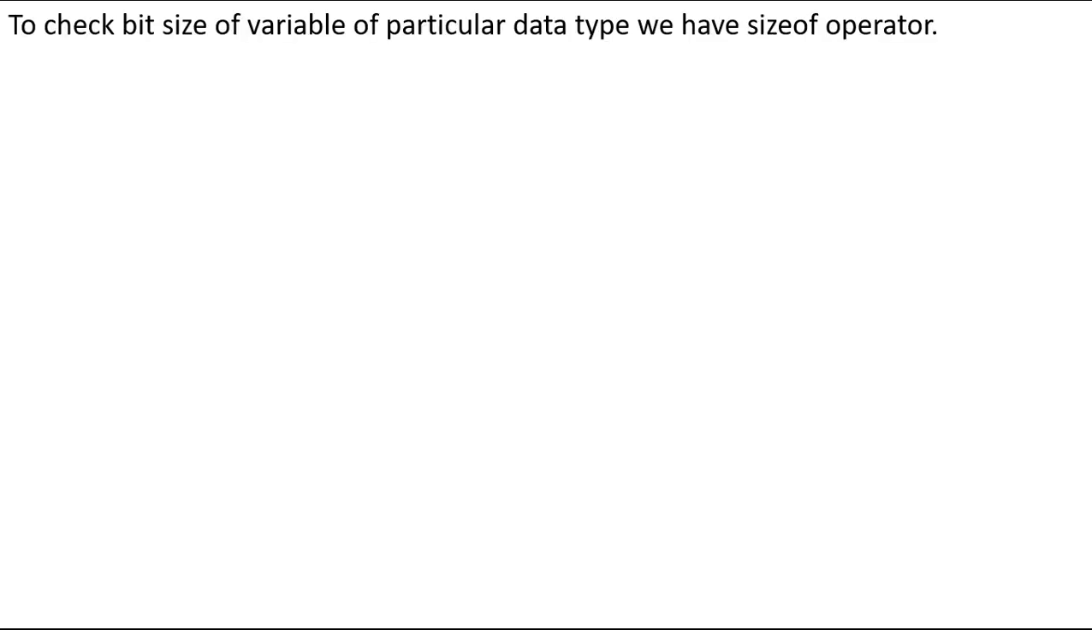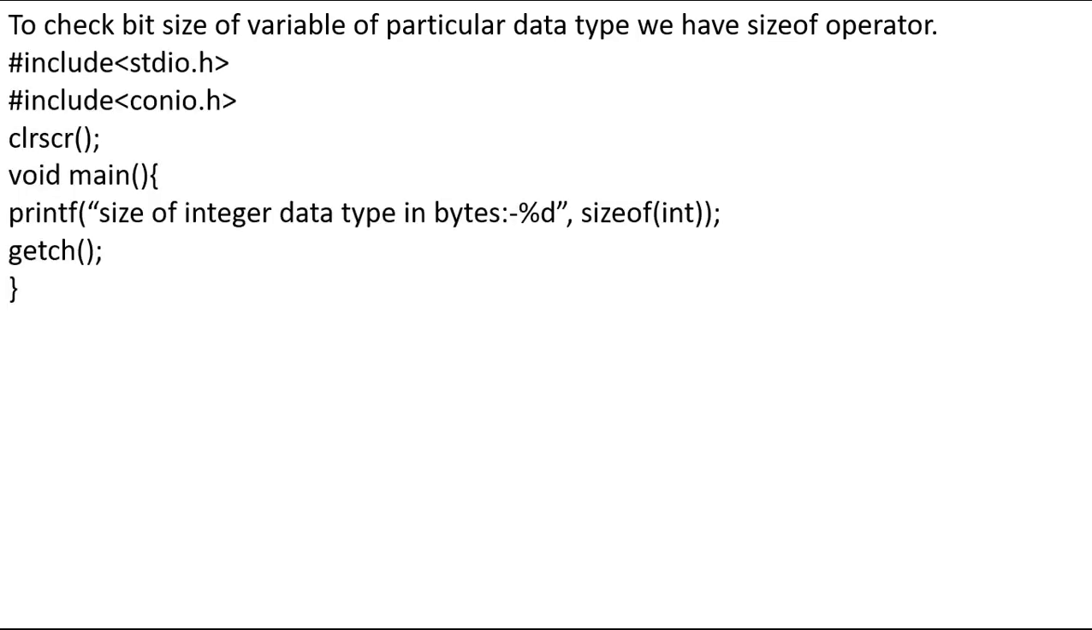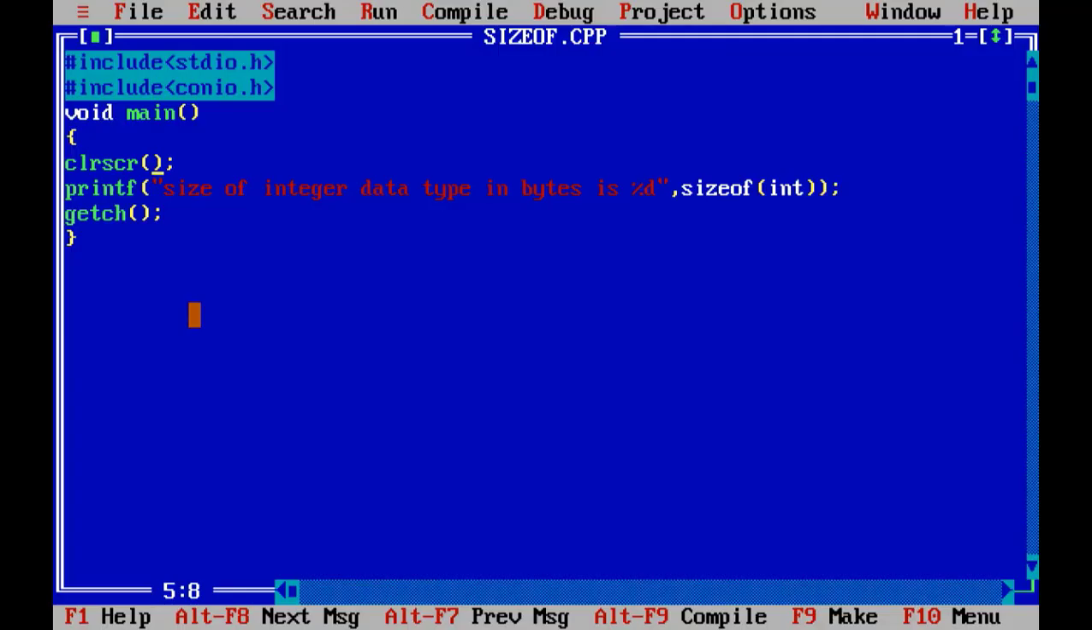Now, to check the size of a particular data type, or the size of a variable of that data type, we have the sizeof operator provided by the C programming language. This is one small program in which I have made use of the sizeof operator to check the size in bytes of the integer data type. Here we have a printf statement in which I have made use of the sizeof operator.